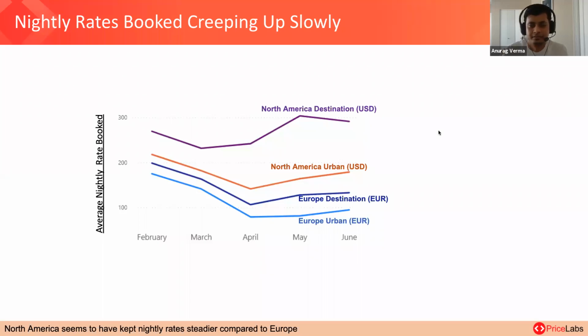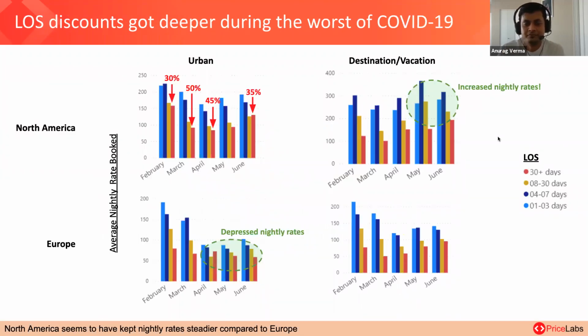If you go to the next slide, this is the same chart showing you booked rates, but we have also broken it down by length of stay.